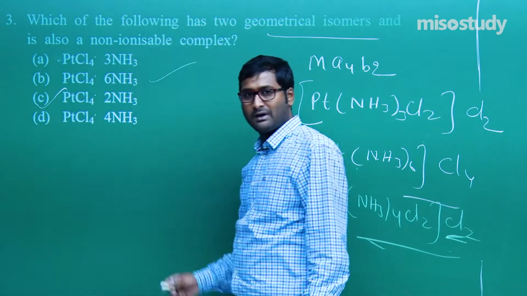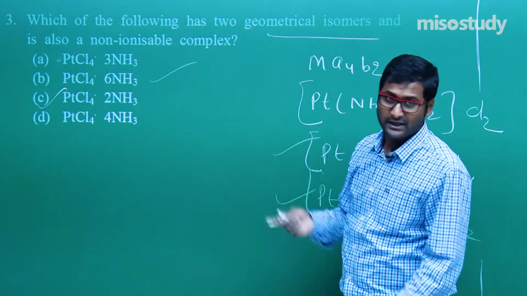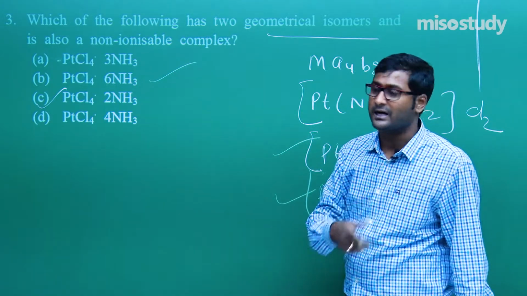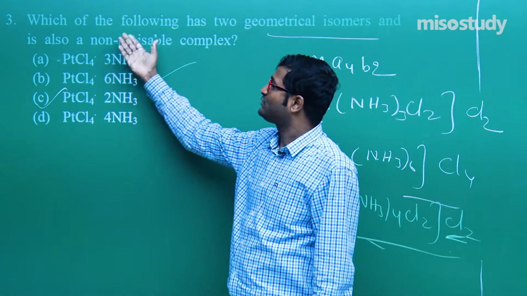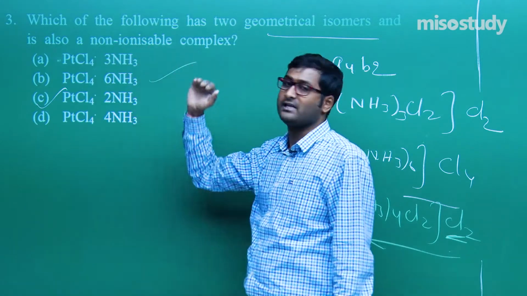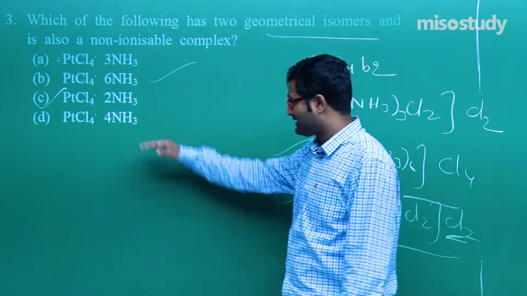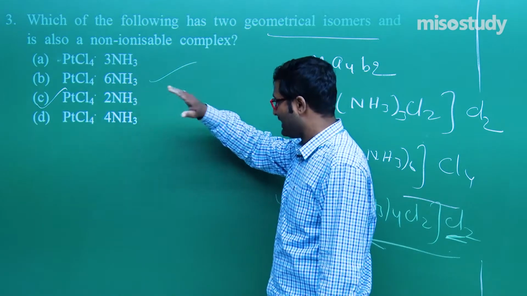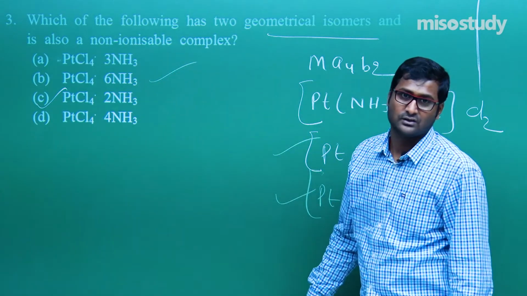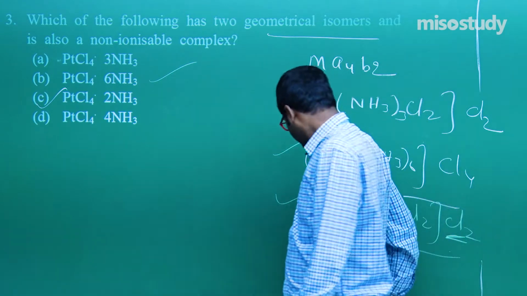Clear to you what I am telling? We have to check 2 things, not only geometrical isomers, we have to check geometrical isomers as well as a non-ionizable complex. Non-ionizable, that is no presence of charge. So this option satisfies the whole criteria for this question. Clear?